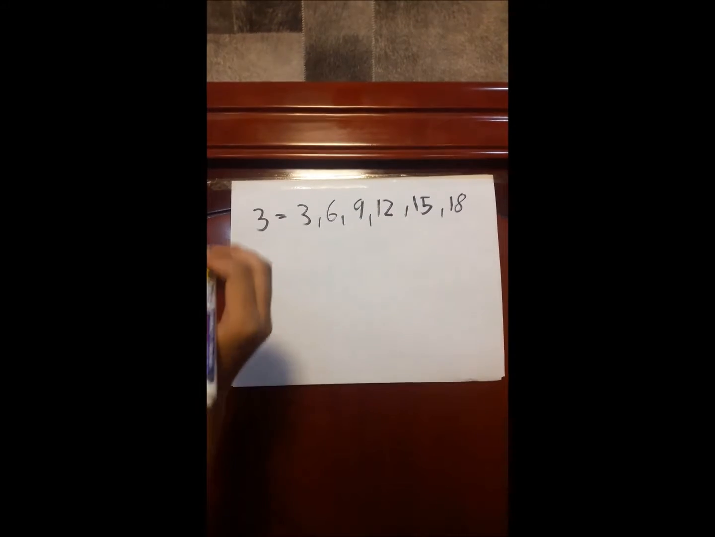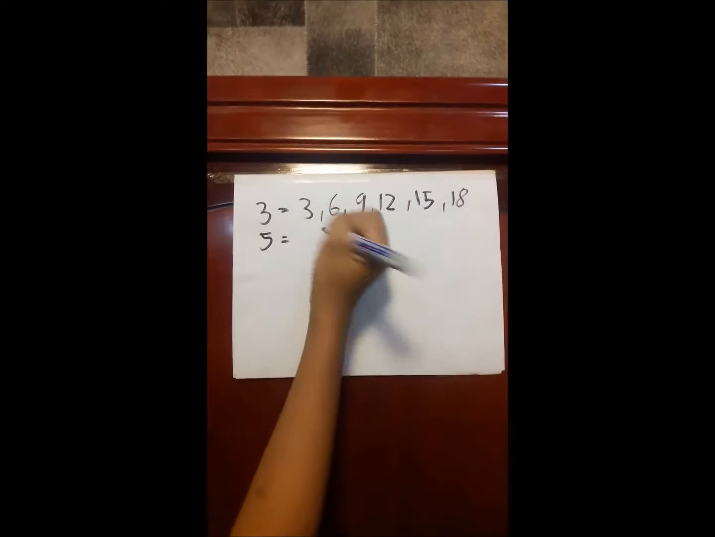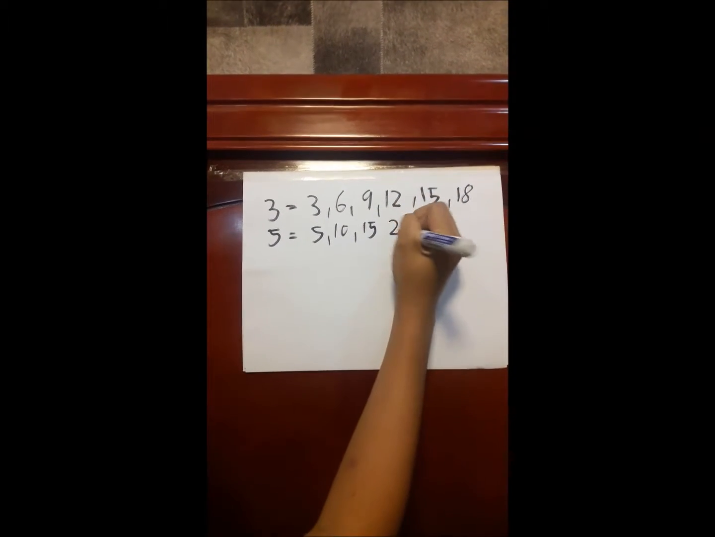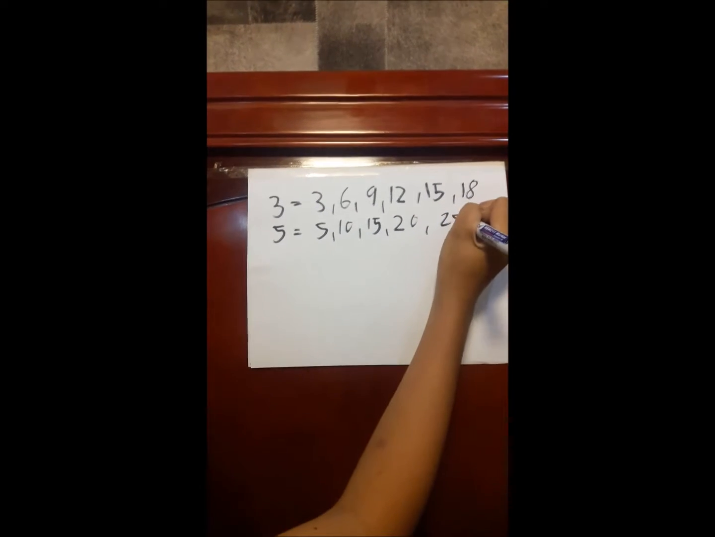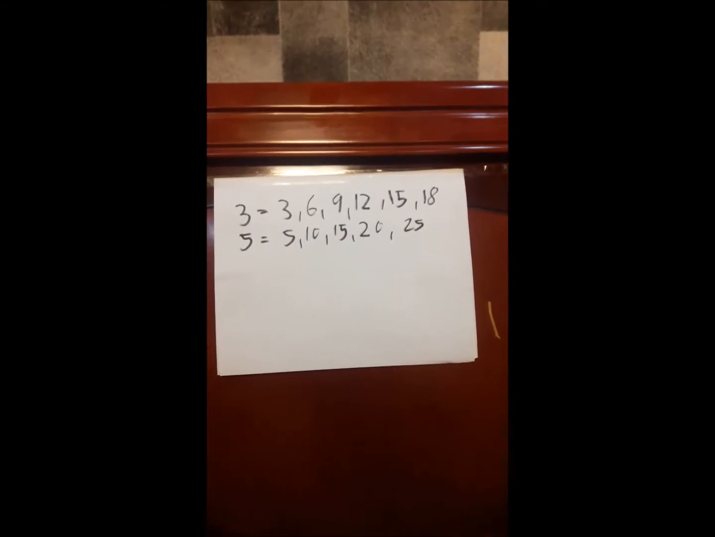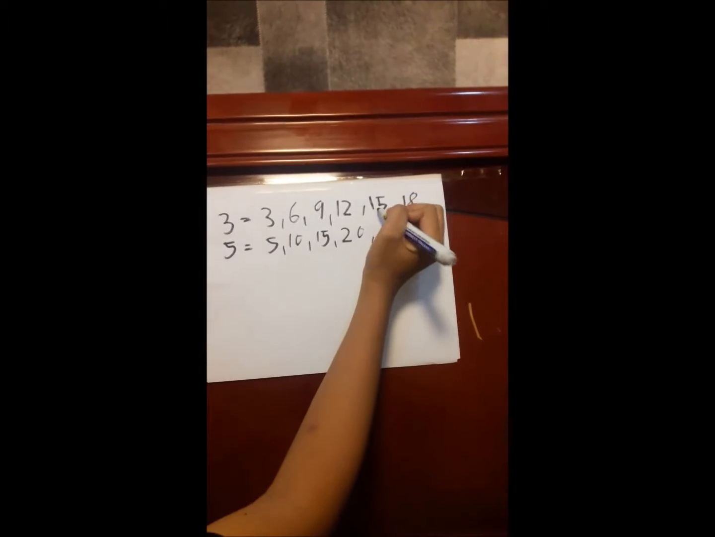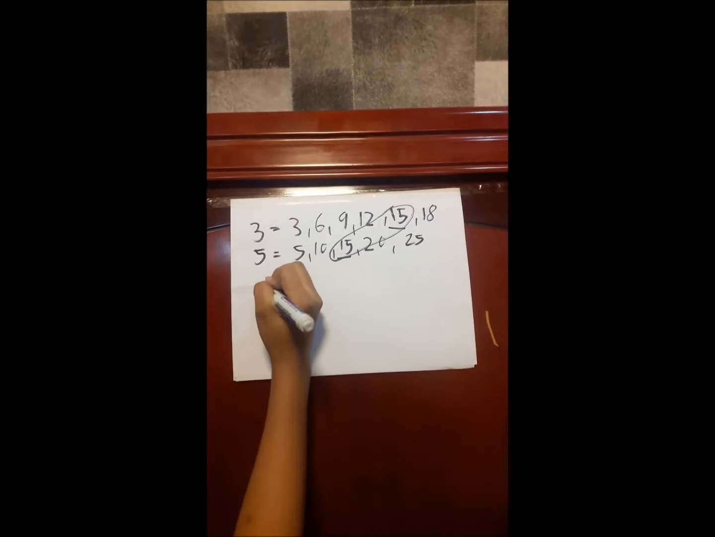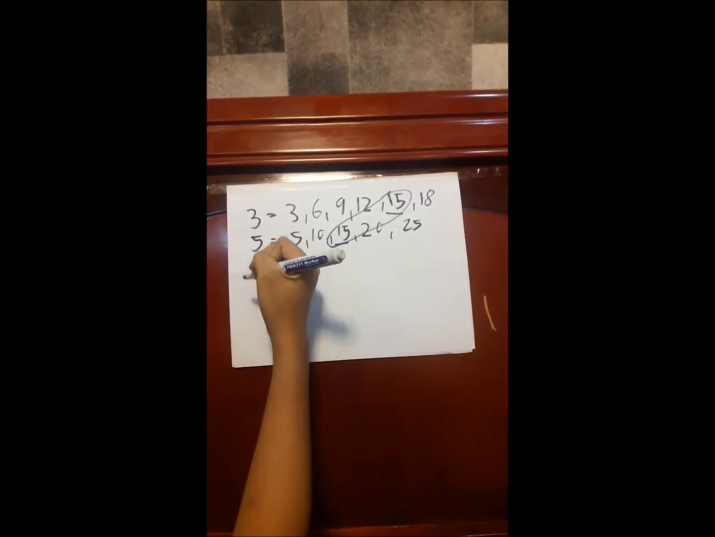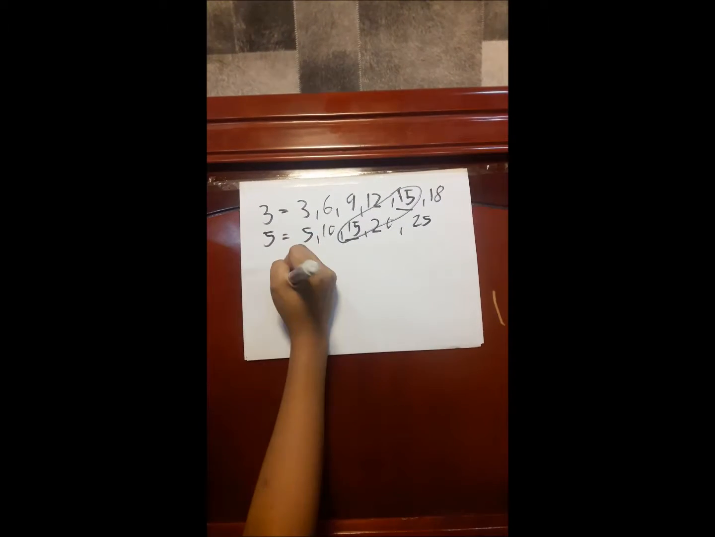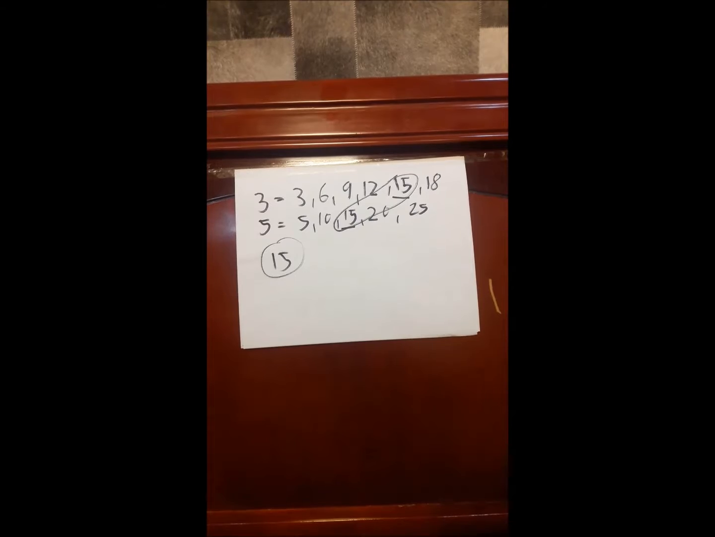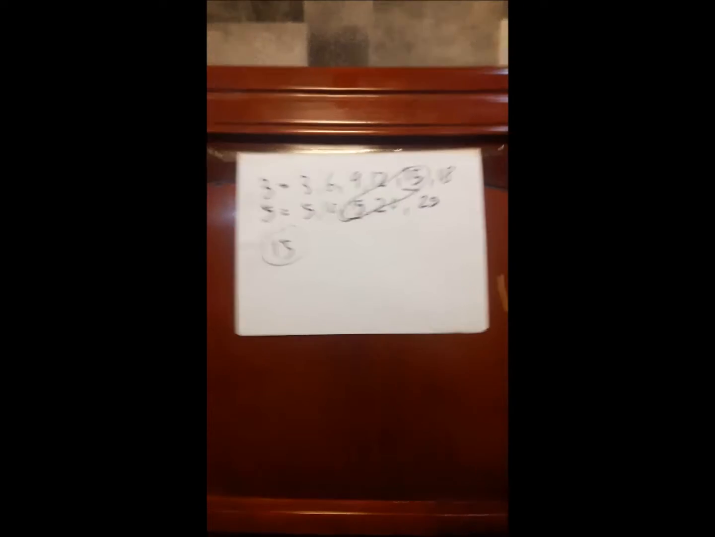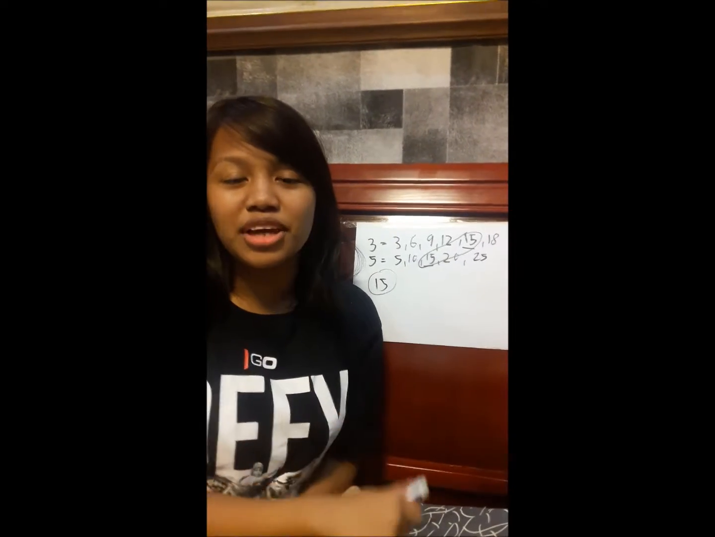Now we're going to put the multiples of 5: 5, 10, 15, 20, 25. Now we're going to find the first common value. We have 15 here and we have 15 here. We're going to encircle that. Now you have your least common multiple, and it's 15. And that's how you get your LCM.